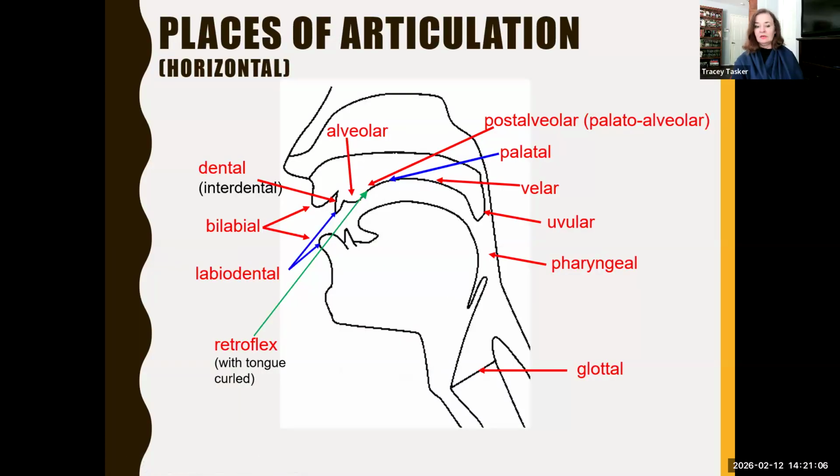Same for this. Some of these terms you are going to have to know as place of articulation, and we don't, again, go into detail on, for example, retroflex. So when we talk about the R sound, we will talk about this as a tongue position, but it's not a standalone place of articulation.